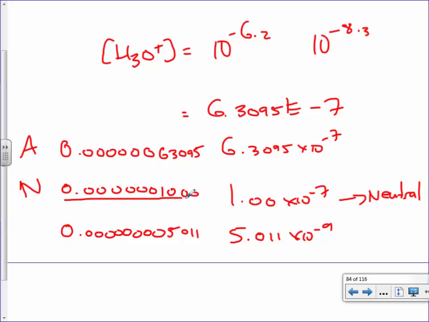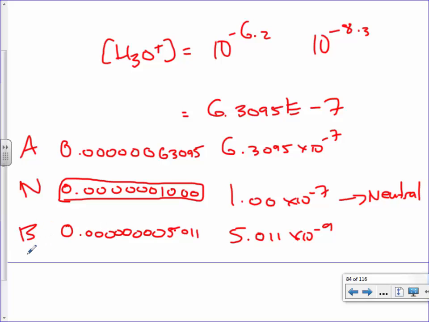Okay, we have chosen this number right here to be considered neutral. Why did we choose that number to be considered neutral? Because that's the concentration of H3O one time out of a billion. Does that make sense? Is this number bigger or less than that number there? Less. And therefore, because it's less than that, that's why it's a base.